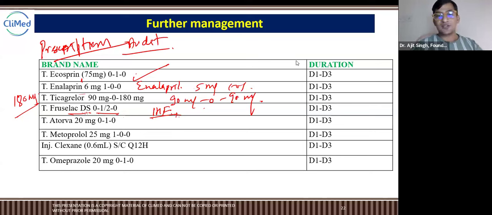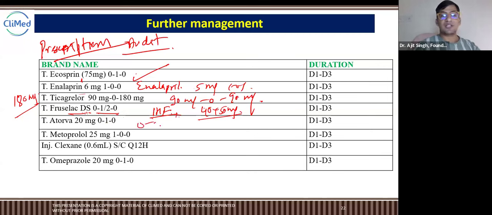Does Frusilac DS have spironolactone or not? Frusilac DS is furosemide and spironolactone. And the dose is what? 40 plus 50 mg. Understand that? 40 plus 50 mg, 50 mg, right? So it was given for IHF.